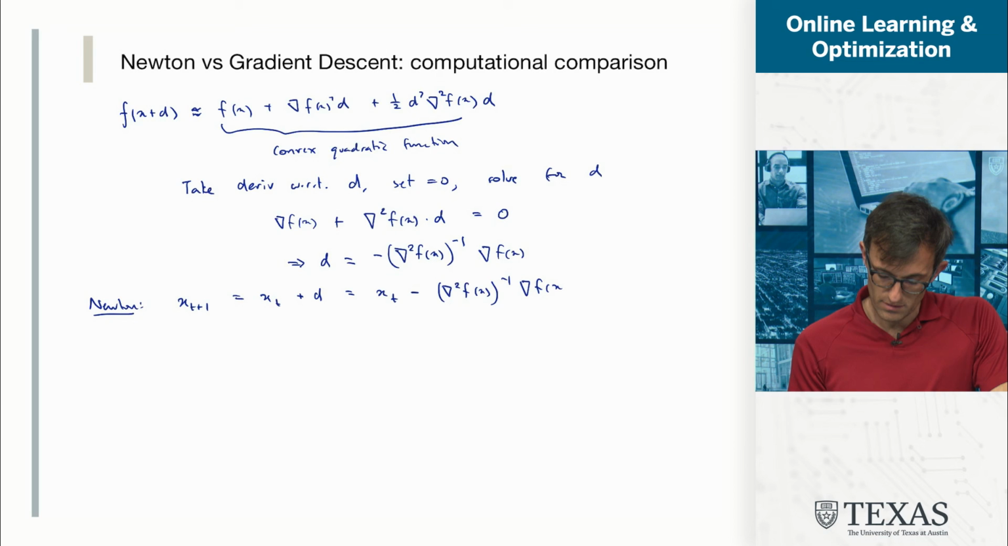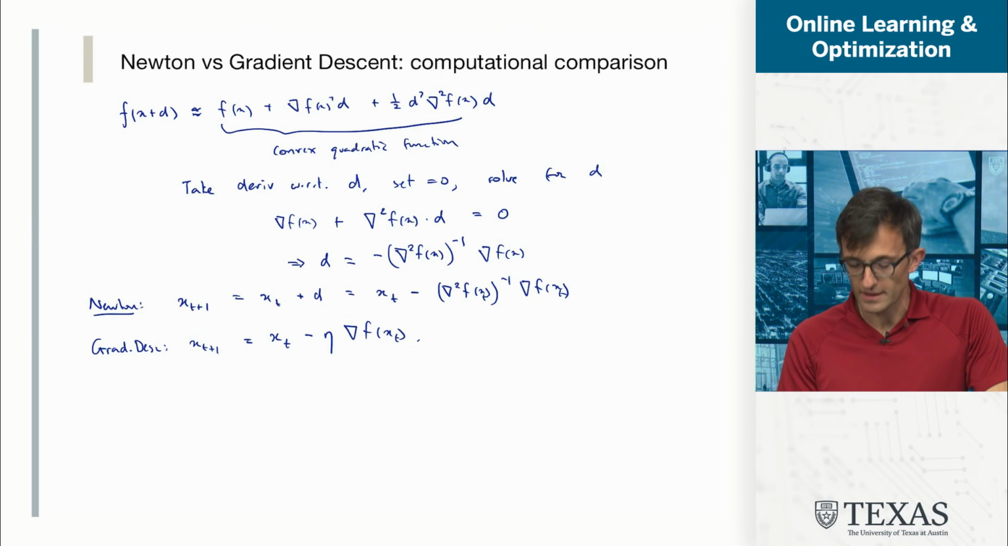times the gradient. And let's compare that to our old friend gradient descent. xt plus 1 is equal to xt minus my step size times the gradient of f of xt. I forgot to put the xt's there for Newton's method. So let's compare these two. In the previous two slides, I told you what their convergence rates were, but let's compare them from a computational perspective. How much compute does it take?